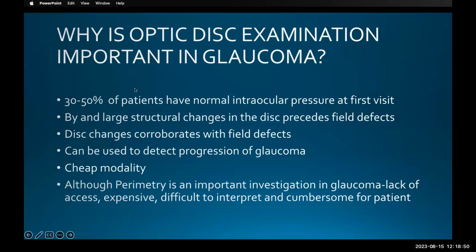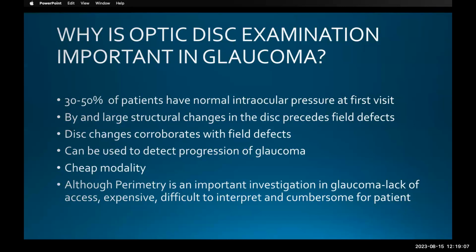Why is optic disc examination important in glaucoma? 30 to 50% of patients have normal intraocular pressure at first visit. By and large, the structural changes in the disc precede visual field defects, and it also correlates with the visual field defects. It can be used to detect progression of glaucoma. It is a cheap modality.